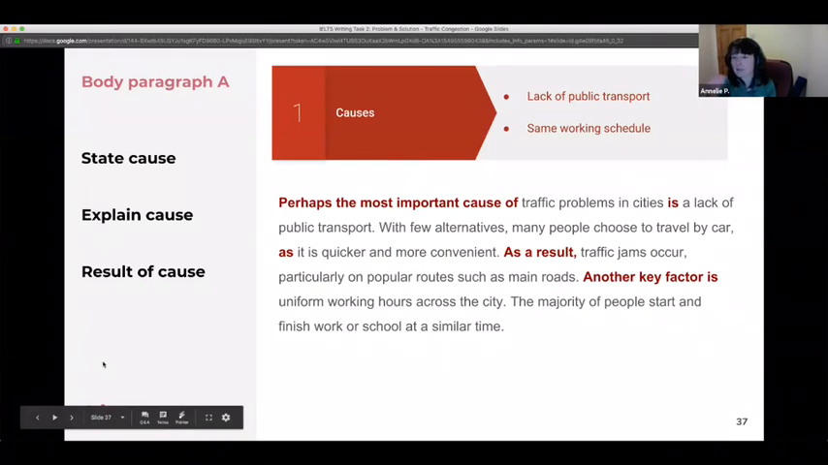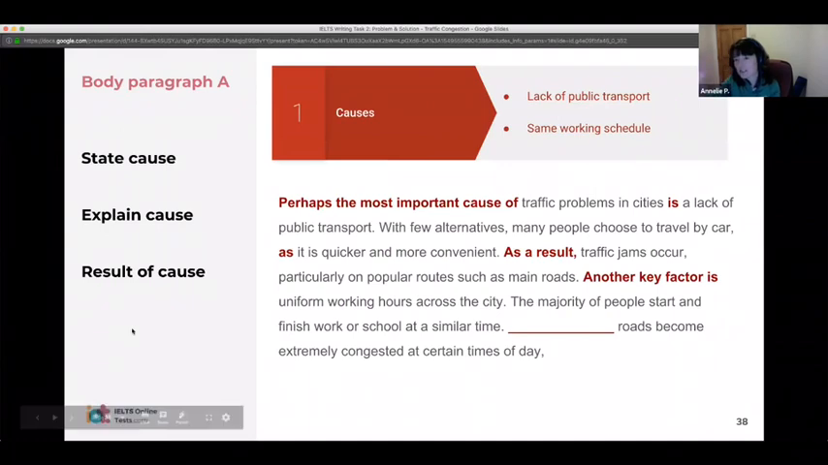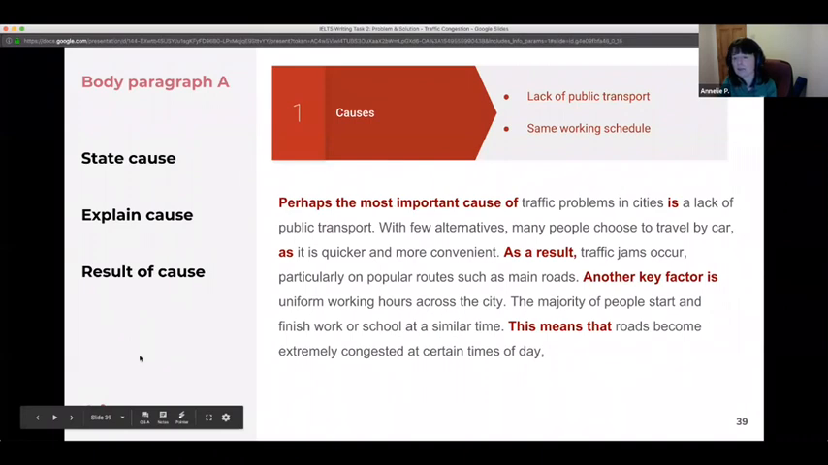And then again, we need to explain the consequence. Why is that a problem? Why does that add to traffic congestion? We've already used as a result. We don't want to repeat anything because that shows we don't have a variety of expressions. So how can we, remember it's also a result. And we can say therefore, due to this, consequently. Good, and we've gone for this means that.